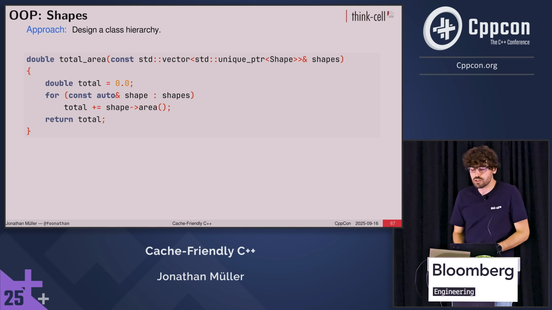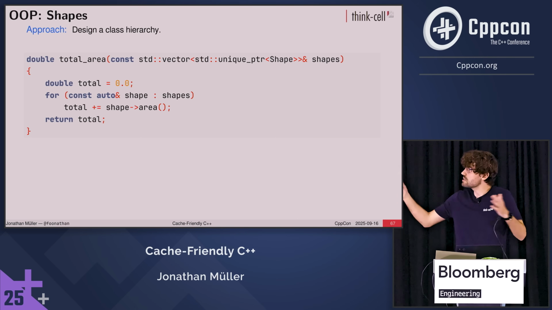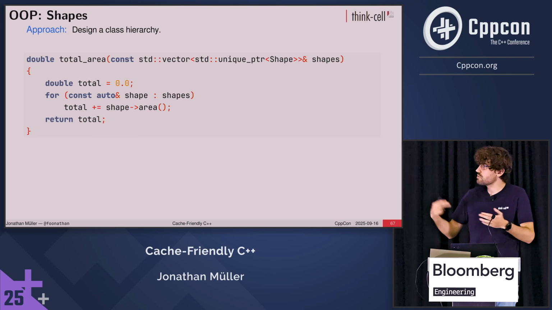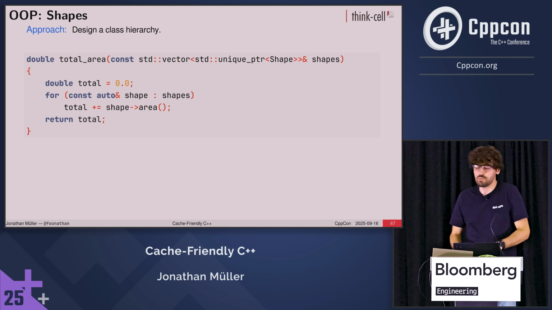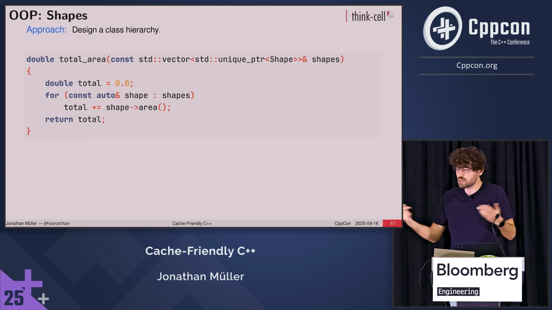And now we want to write a function that computes the total area, so it gets all of our shapes as a vector of unique pointers, because we have to put them on the heap, because the size matters, and then we just sum over them, call the virtual function, and sum it all up.